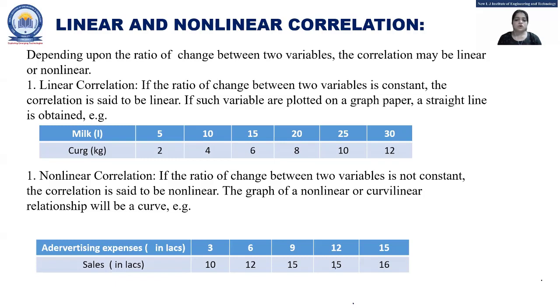Here, the ratio of the advertising expense in lakhs and sales in lakhs. So the first ratio is 3 by 10. The second one is 6 by 12, and 6 by 12 is 1/2. So that differs from the first one, right? Here all ratios are different. So this type of correlation is known as a non-linear correlation.